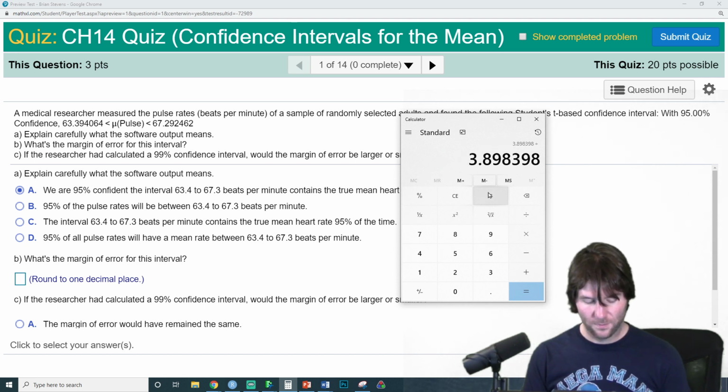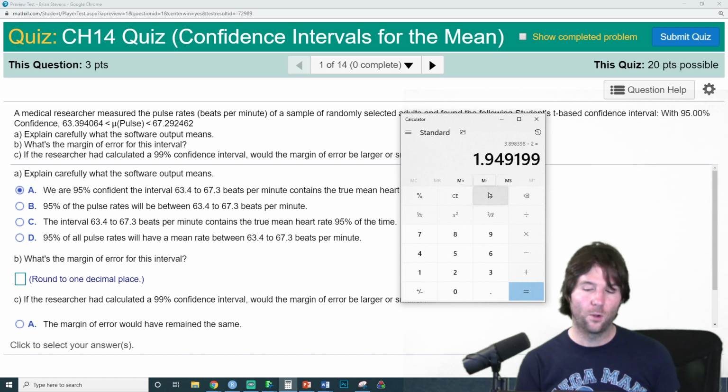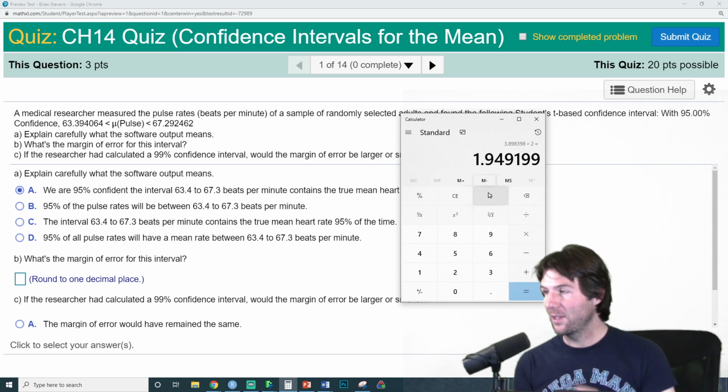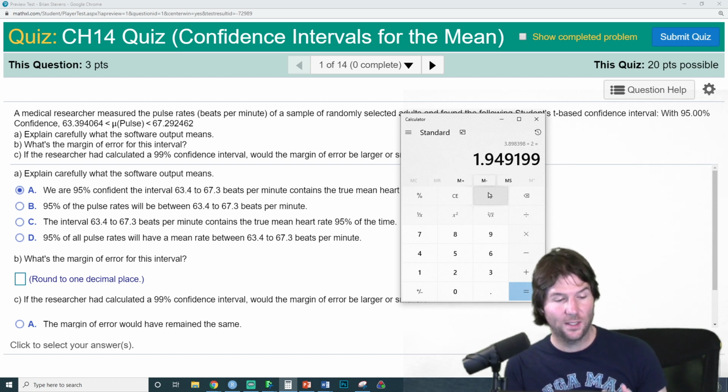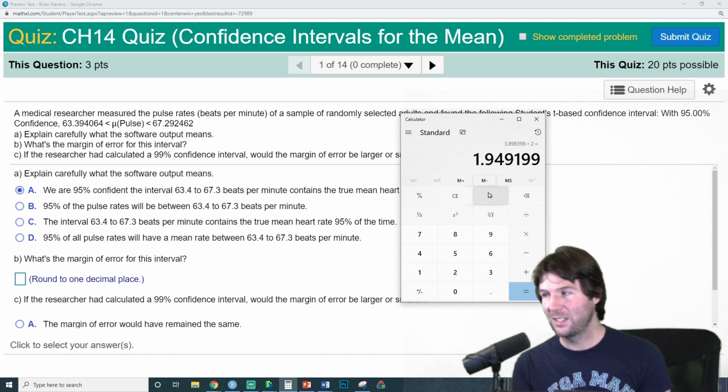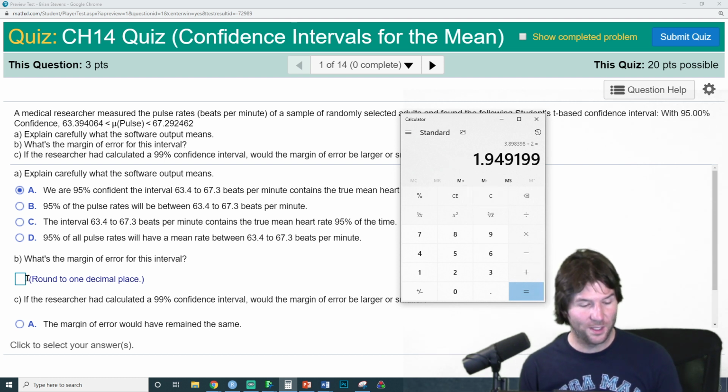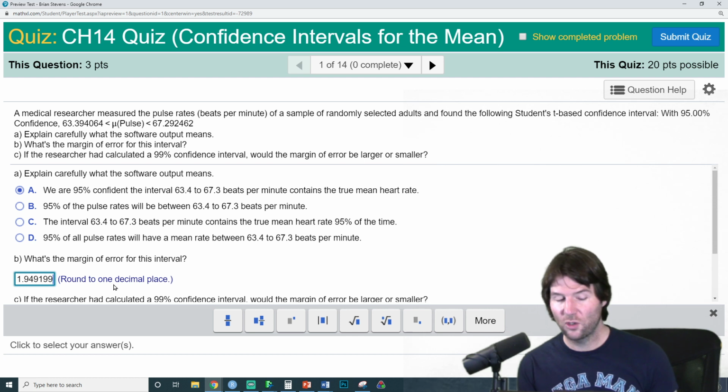Cool. That's right. Half the length. Okay, cool. So that is half the length of the interval right here, and it kind of makes sense. Look at it, it's 63 to 67. That kind of makes sense. Round to 1 decimal. Oof, that's so close.